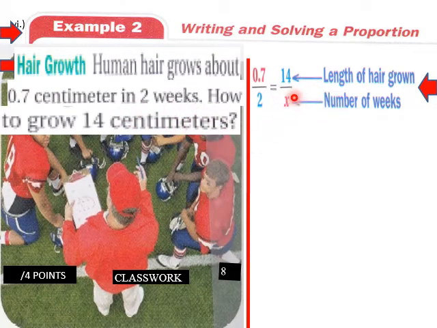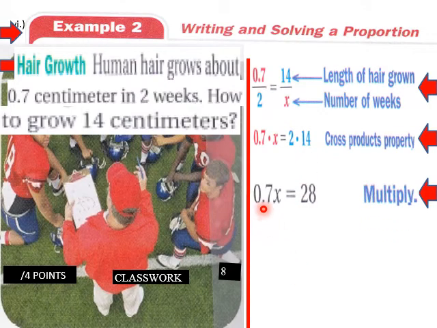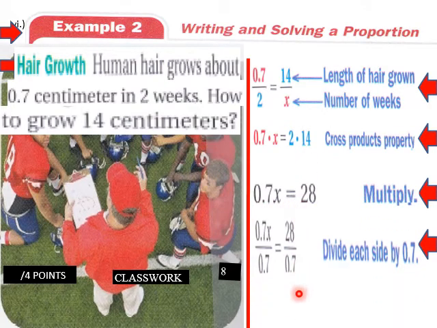And this is our unknown right here. It's the number of weeks. 0.7 for 2, and then 14 for how long, and we put that in our denominator. We cross product. 0.7x equals 2 times 14, and we get 0.7x equals 28. And then divide each side by 0.7.